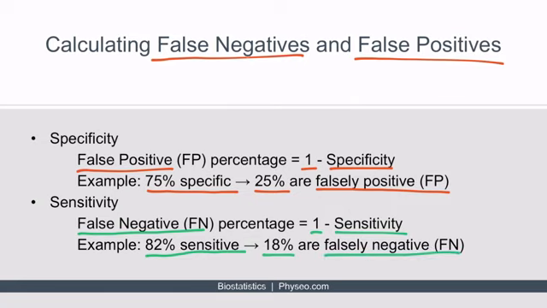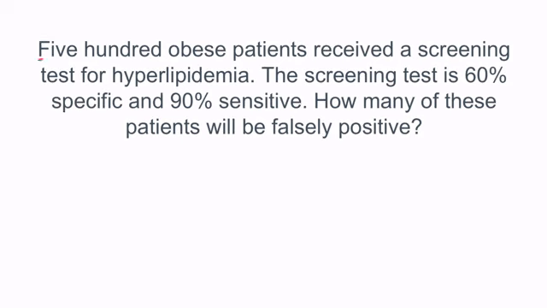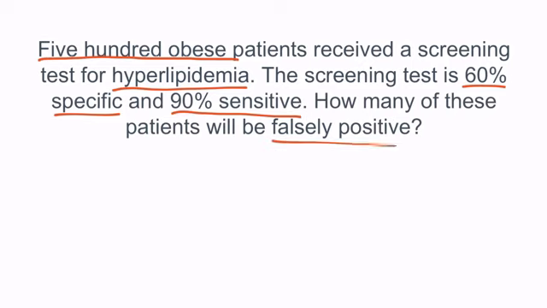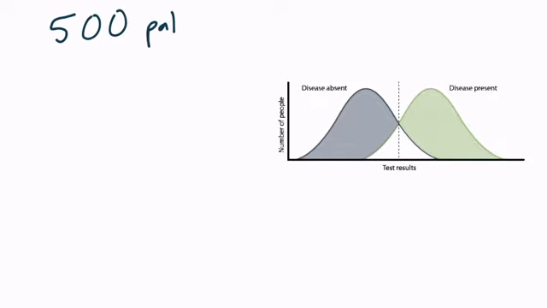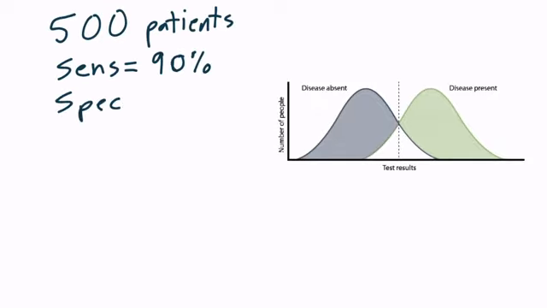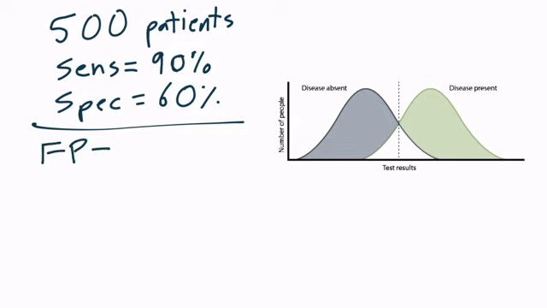Now let's do a question to apply this. Let's say that 500 obese patients receive a screening test for hyperlipidemia. The screening test is 60% specific and 90% sensitive. How many of these patients will be falsely positive? So we have 500 patients total, and our sensitivity is 90%, and our specificity is 60%. And we are asked to find the false positive number. So on this graph, which group would represent our false positive group?